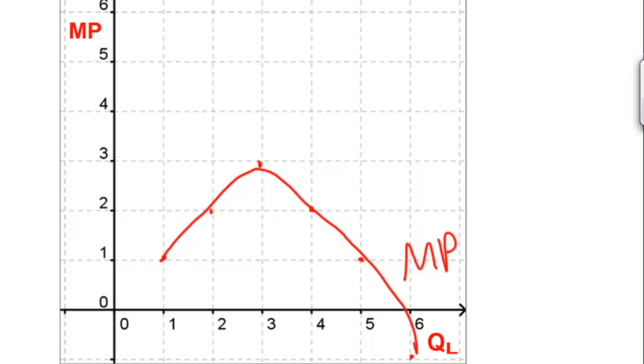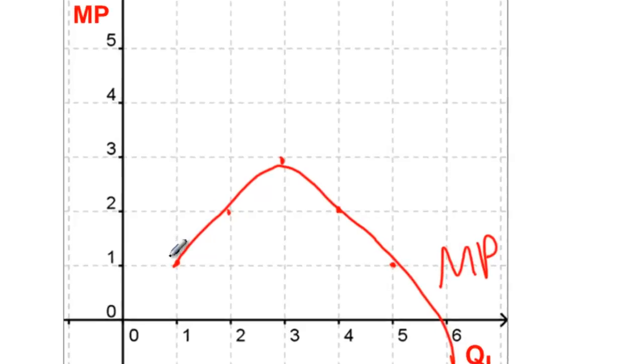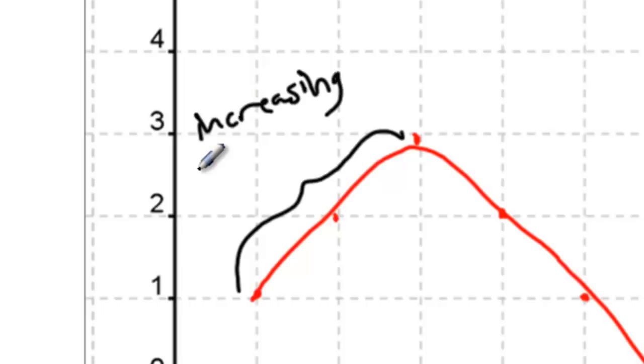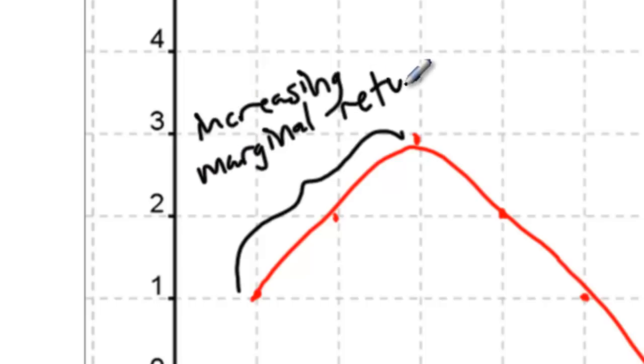One thing we notice is that when workers are first hired, there is a range over which marginal product increases. This we refer to as the range of increasing marginal returns. Between 0 and 3 workers, each additional worker hired actually led to an increase in the productivity of labor, meaning that additional workers were more productive than those hired before them.